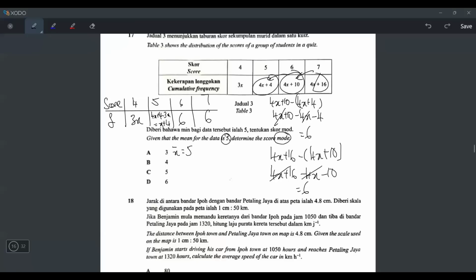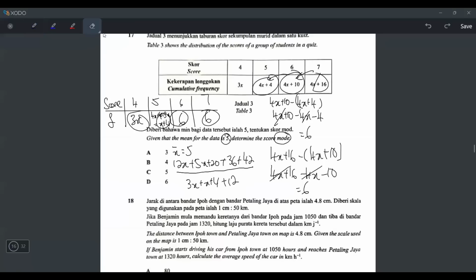And the mean formula is take the score times the frequency. So 4 times 3x is 12x, plus 5 times x plus 4. But we know when we expand this, we will get 5x plus 20, so why not just write it straight away: 5x plus 20, plus 6 times 6 is 36, 7 times 6 is 42, divided by n, which is the total frequency. The total frequency is 3x plus x plus 4, plus 6 plus 6, plus 12.